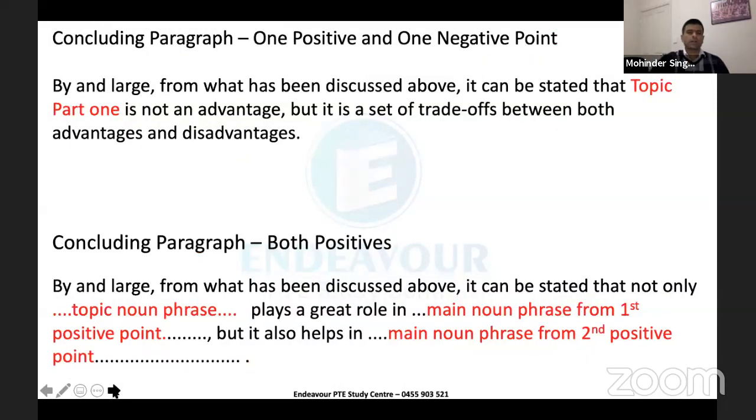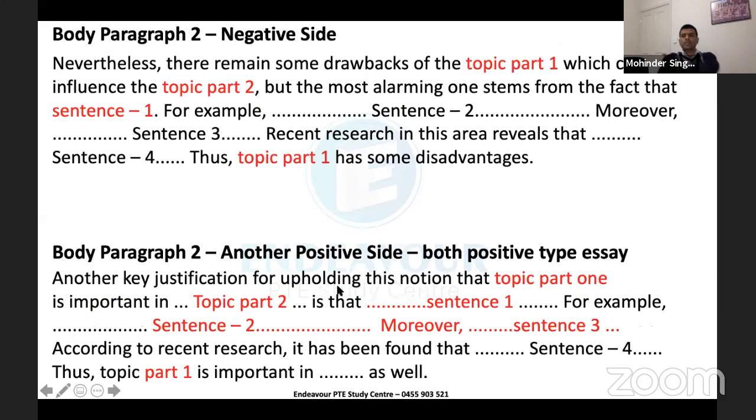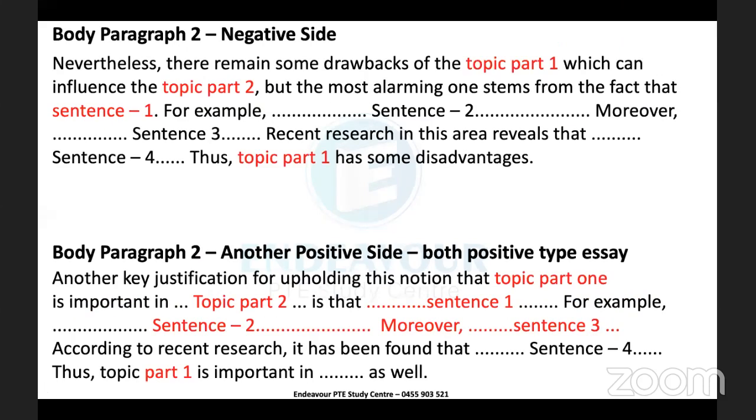Now let's discuss the questions you had. Yes, Rubel, ask, please. No, sir, I did not get it. I didn't understand what is this topic part one is important in topic part two? This is my confusion. Oh, this was your confusion. So it has to come from the topic. Just see what you are talking about, and then according to that, choose those words. Oh, okay, sir. So it's mainly the original topic, the original noun phrase.